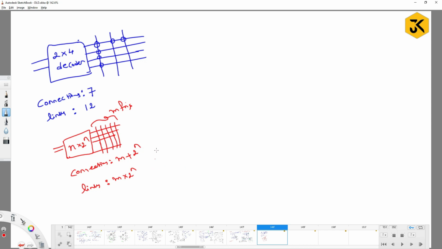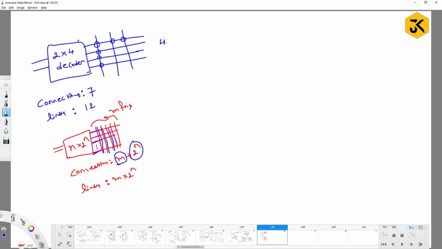Okay, now fine. So the point here is that the number of output lines is 2 power n, and the number of functions is the number of vertical lines. So the number of vertical lines is m, and the number of output lines is 2 power n. So m plus 2 power n is the number of connections. Similarly, number of links means what? Each and every interconnection, which means m into 2 power n. Okay, fine.